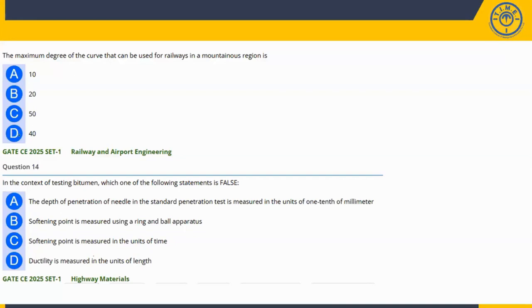The answer is 40. This is a 1 mark question from GATE 2025 set 1. 40 degrees is the maximum degree of curve we can use on a mountainous region.